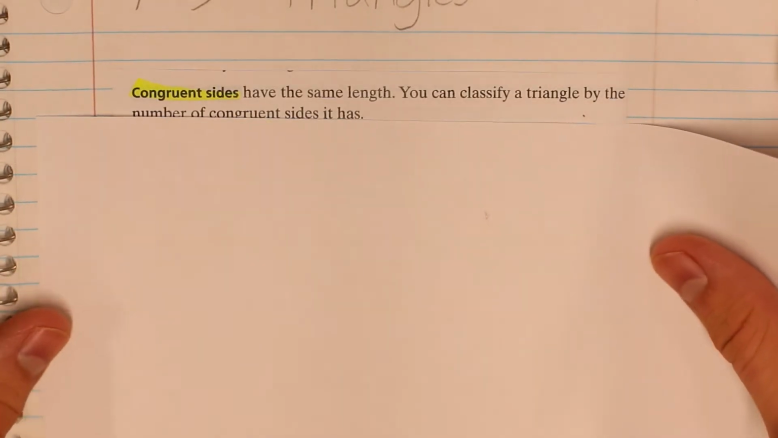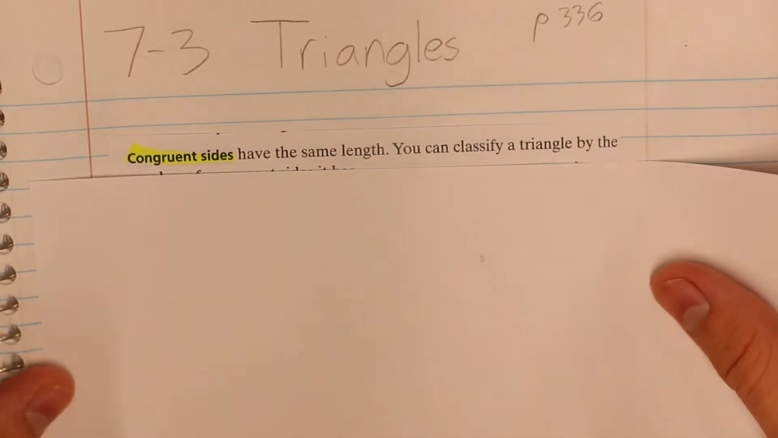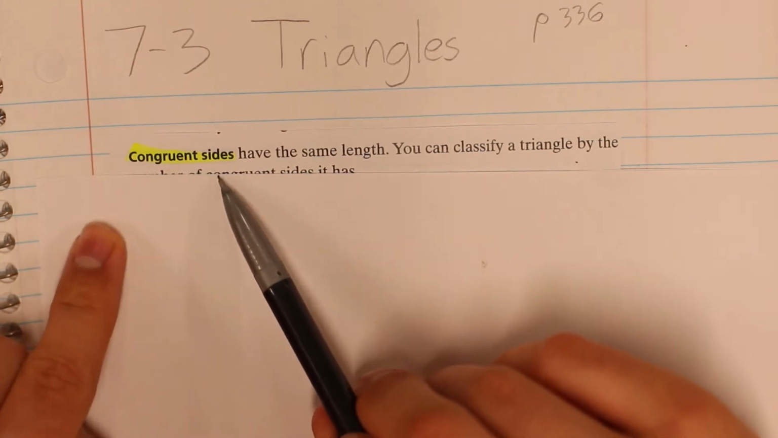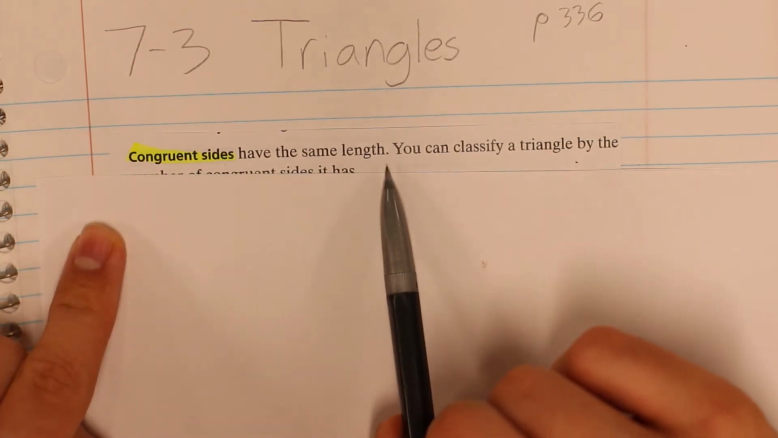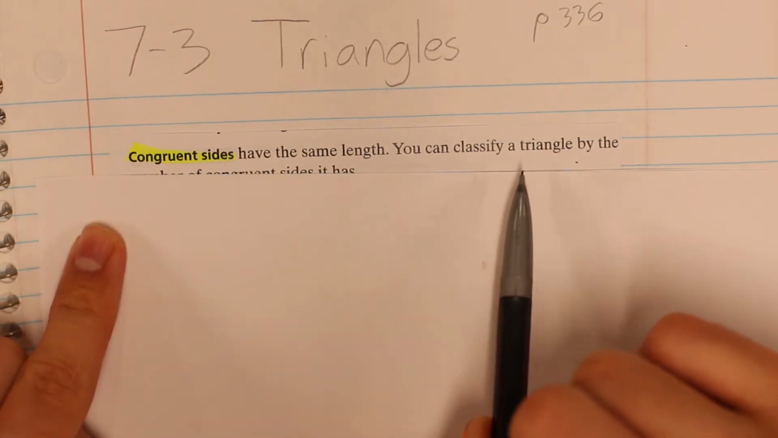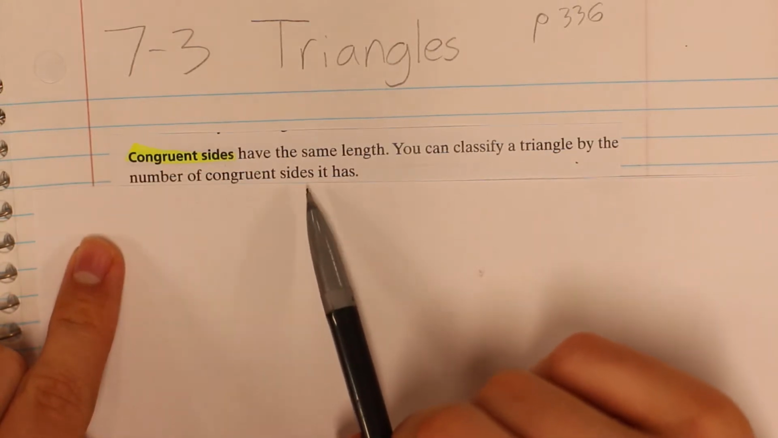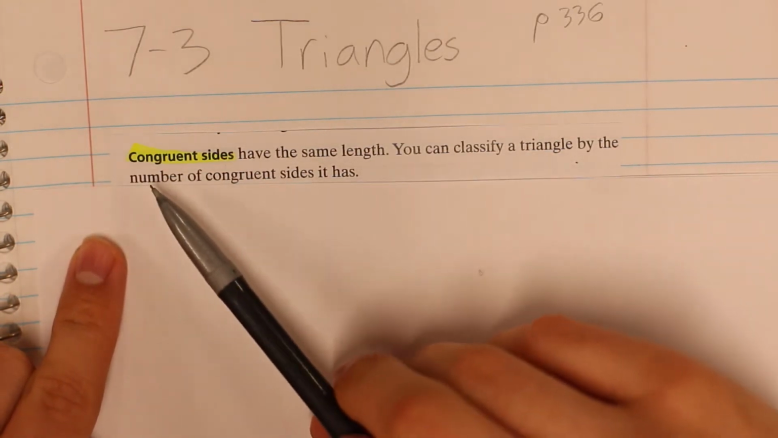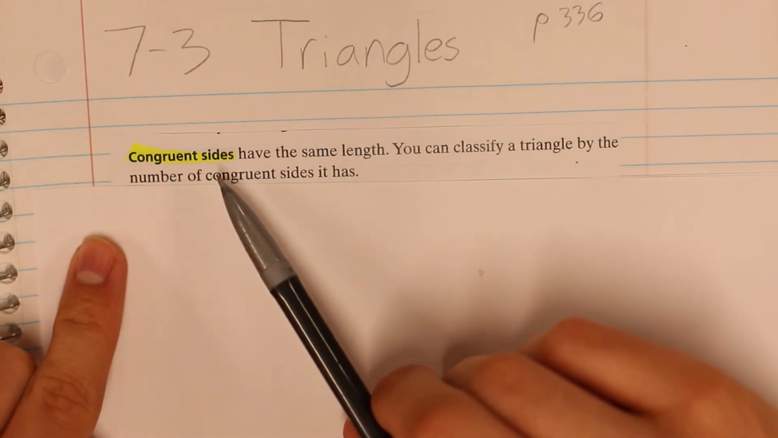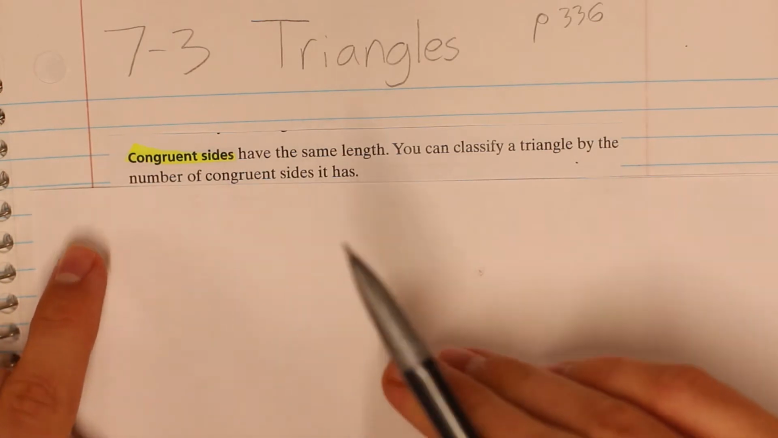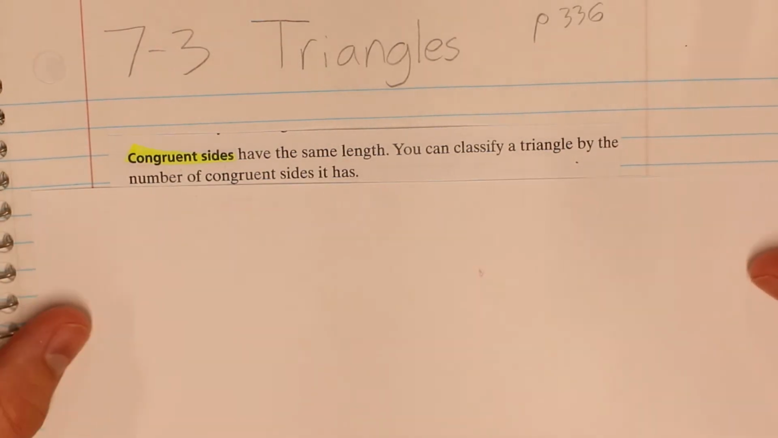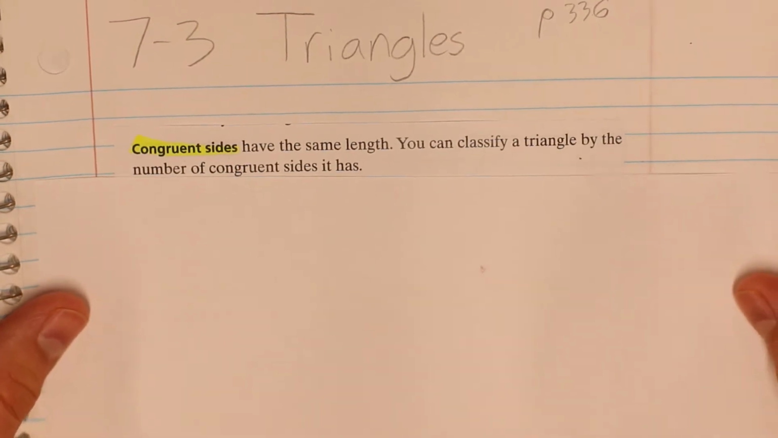So the first thing we need to do is define something. For triangles, congruent sides have the same length. You can classify a triangle by the number of congruent sides it has. So this is a definition right here, congruent sides. When I say congruent sides, it means that they're equal to each other, okay? It means the side lengths are equal.